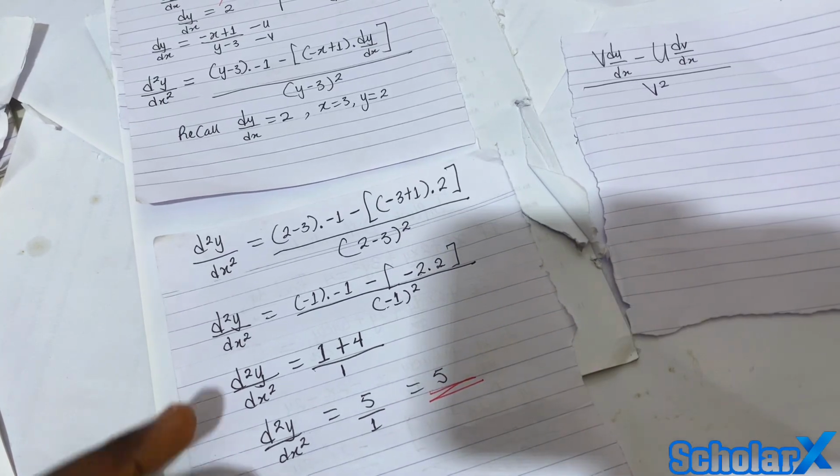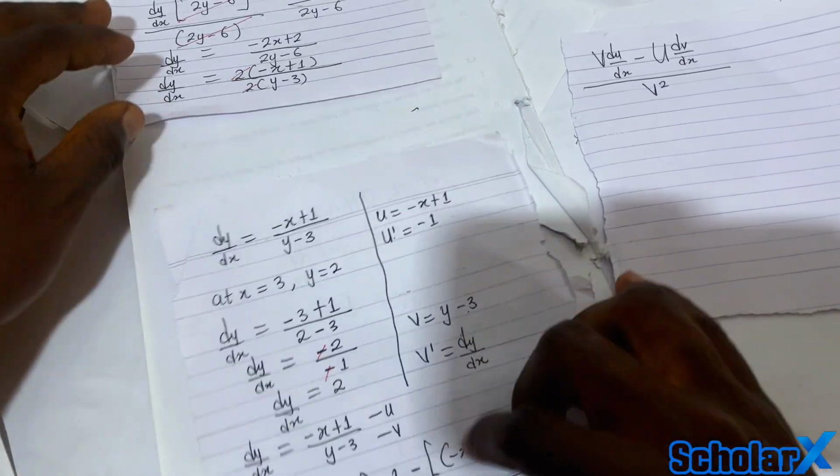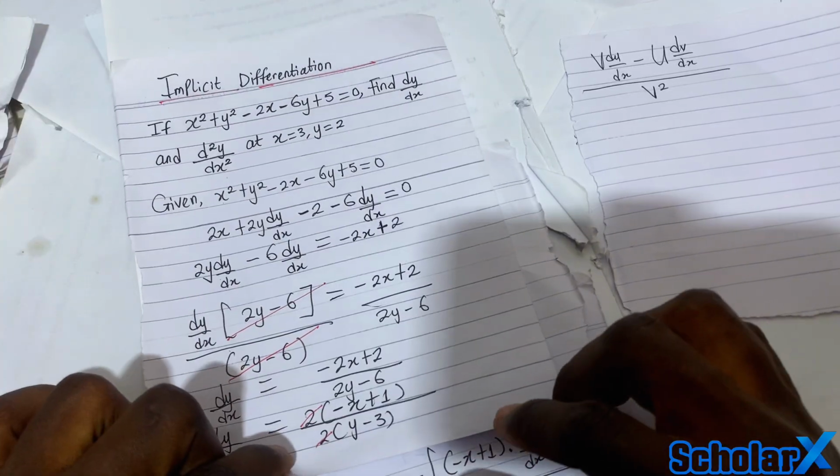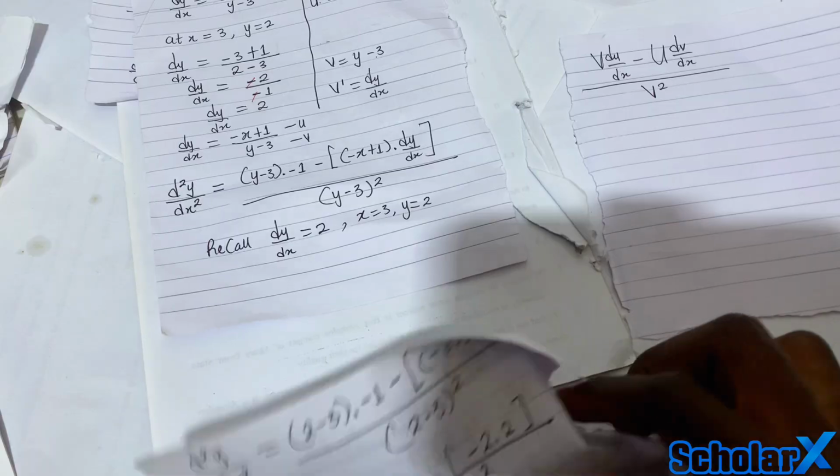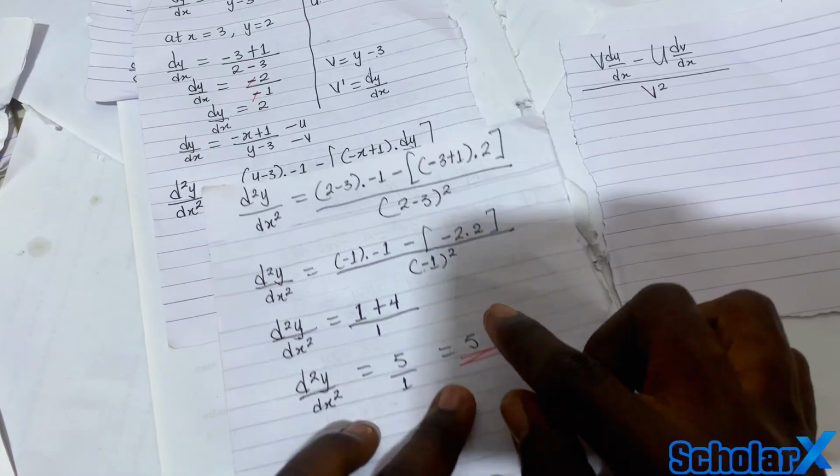All right, so any part you don't understand, we started from here, and then we came here, and then we got our final answer as d squared y over dx squared to be 5.